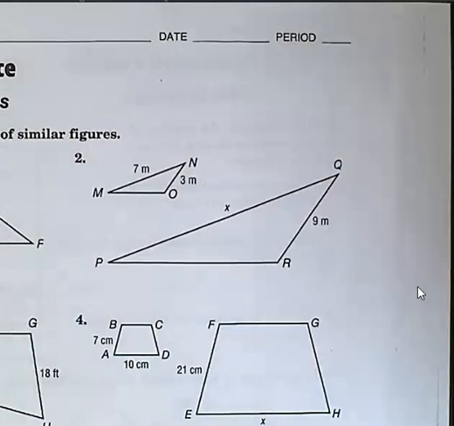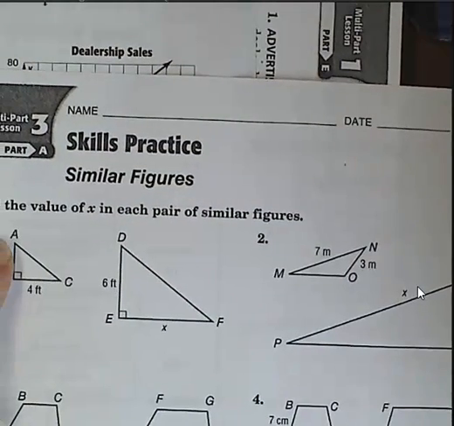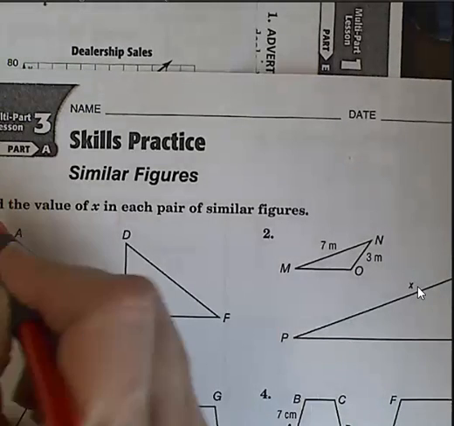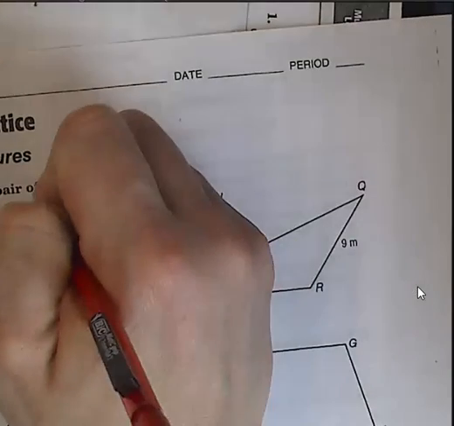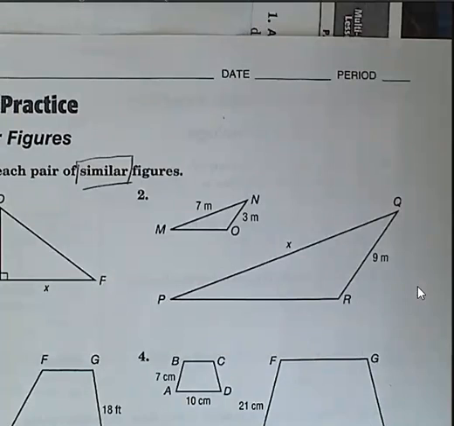All right, and so today we're going to talk about similar figures. And what do we know? We're going to first find the value of x, and they are similar figures. We went over the definition of similar today. What do we know? If I have similar figures, I know two things. I know, Cammie.